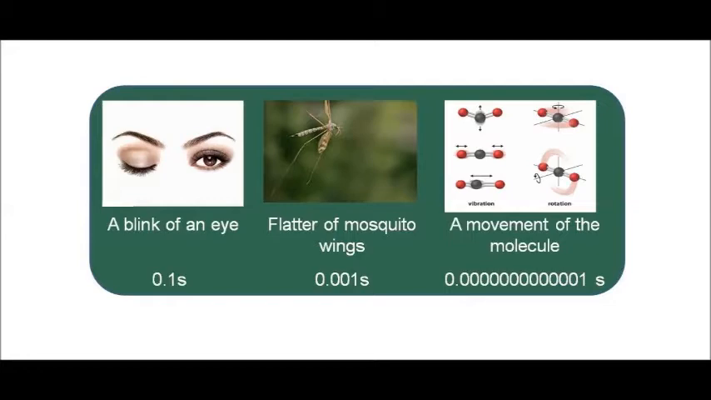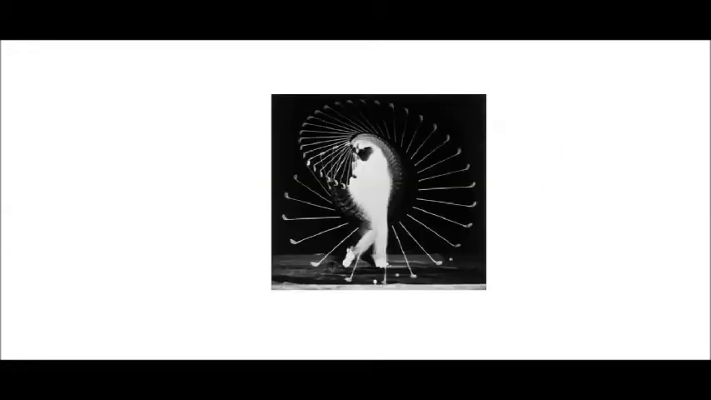So we need some indirect technique to use in order to get the information about the molecular movement. As an indirect method, we can use the sequence of the short pulses, for example, given by the stroboscope. Stroboscopes have been proved to be a very efficient tool in order to freeze the motion.